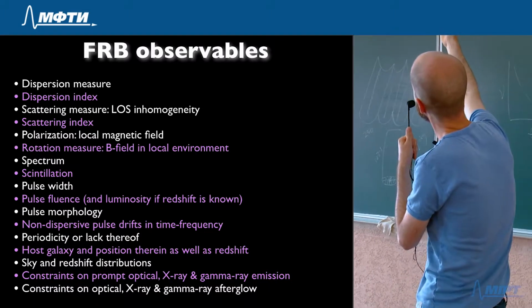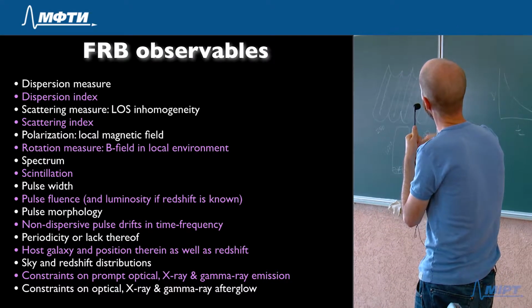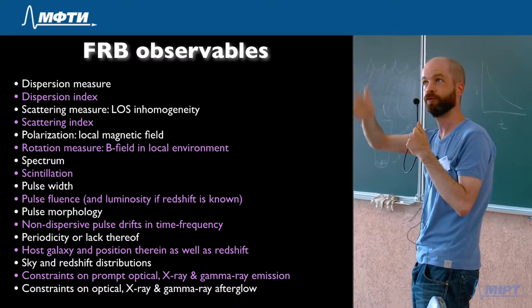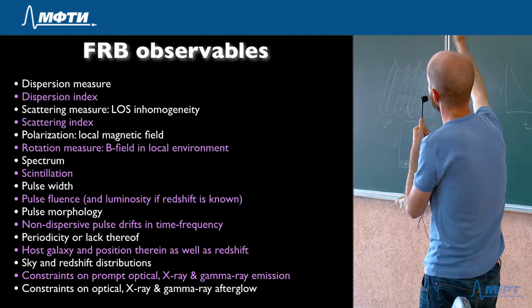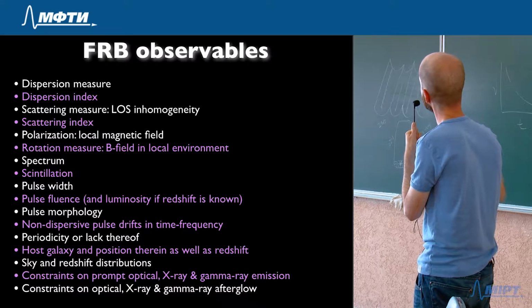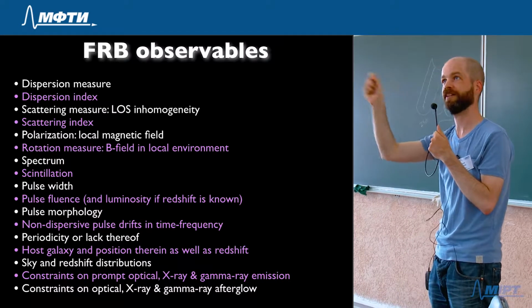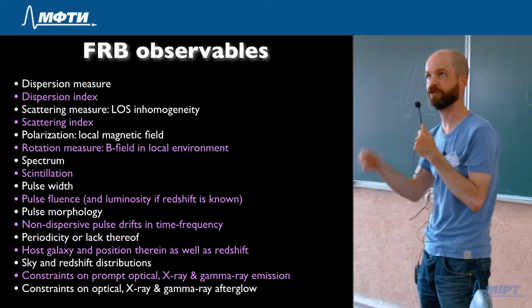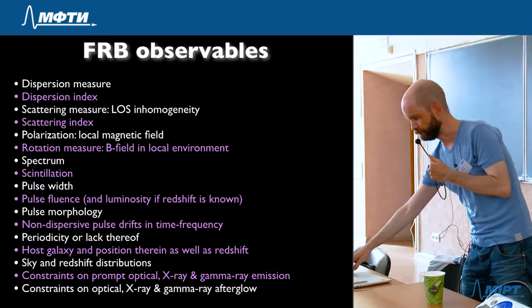We can look at the spectrum, obviously, of the source, the pulse width, the scintillation properties. We can see if, in the case of a repeating source, there's a periodicity or not. We can try and associate a radio source with multi-wavelength companions. Most of this stuff should be obvious to you, but if you really sit down and think about it carefully, you can write down quite a long list of things that we should be trying to extract from the data. And what have we observed so far?